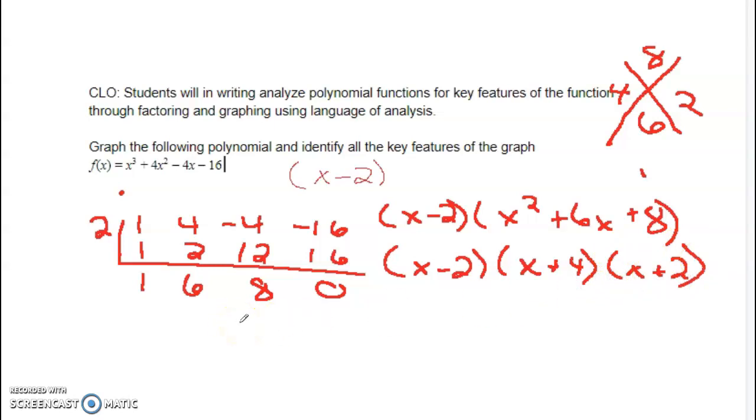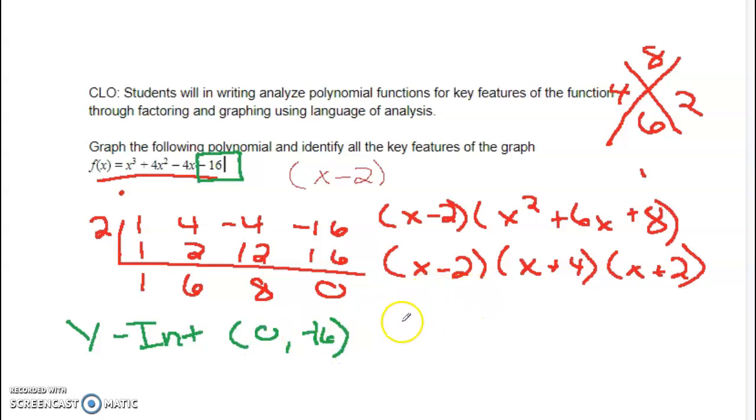Right away from this problem, I have all of the x and y intercepts that I need. This number right here gives me my y-intercept, that last little one. If there's nothing there and you just end with an x, then it's 0. But this one gives me my last one, so I have a y-intercept at 0, -16.